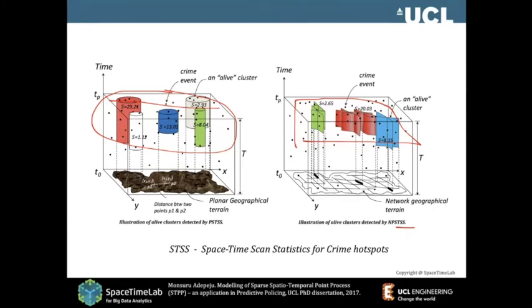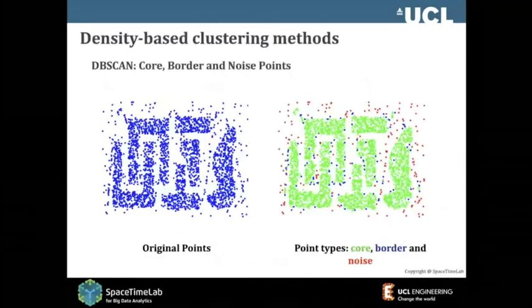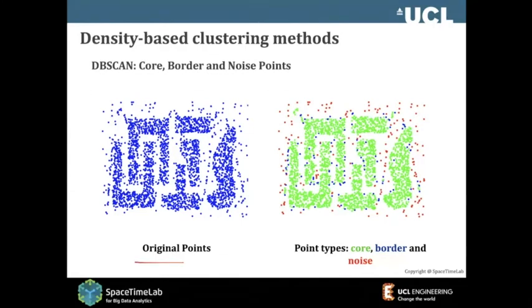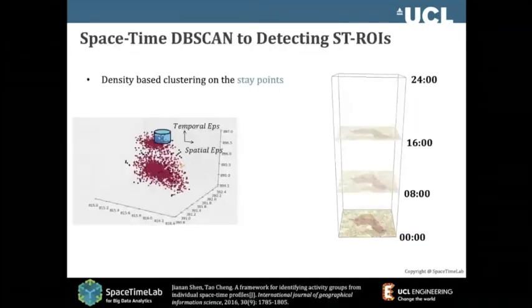So that's one: we use space-time scan statistics. Another example, very popular in 3D clouds, is density-based clustering. Again, two-dimensional: you have original points, and you can put them into clusters. You all know that. Again, we move to space and time, and then we have space-time DBSCAN.